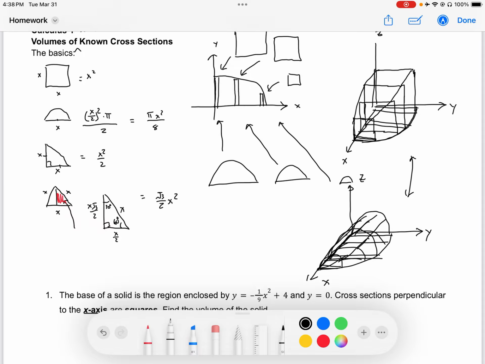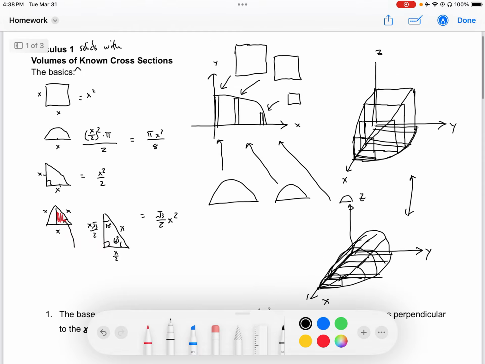Okay, so that's the basic idea. We are taking regions in the XY plane, and we're going to stack known cross sections on top of them. So it could be an isosceles right triangle. It could be a semicircle. It could be a square. It could be a rectangle, maybe that's defined in some way, or it could be an equilateral triangle.